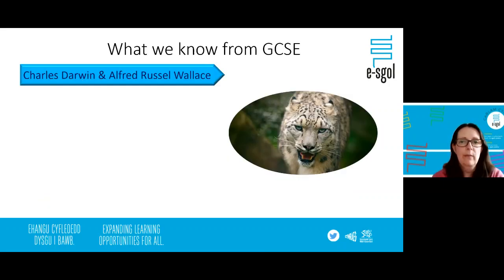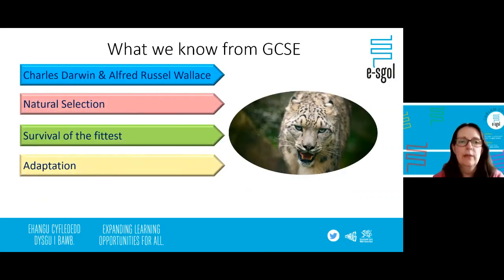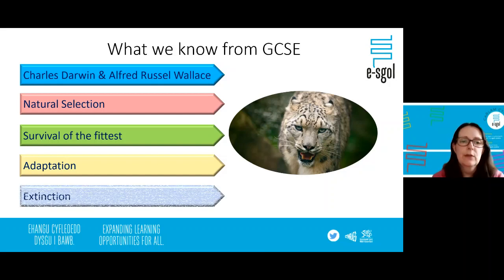If you remember from what we started at our GCSE studies, we spent some time looking at Charles Darwin and Alfred Russel Wallace. Charles Darwin put forward the theory of evolution, and he wrote his book On the Origin of Species. Around the same time, Alfred Russel Wallace, who was Welsh, was working on similar ideas, and he provided Charles Darwin with his work and some of his information to enable him to publish his book, On the Origin of Species.